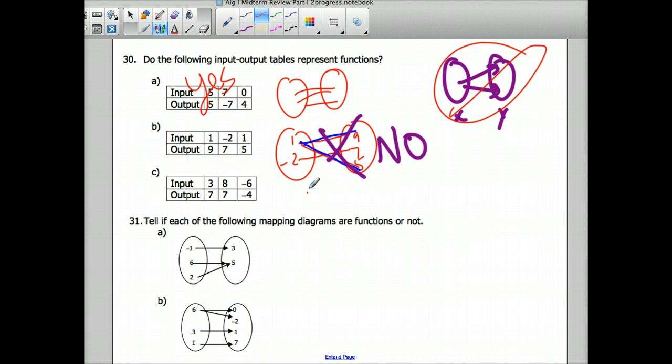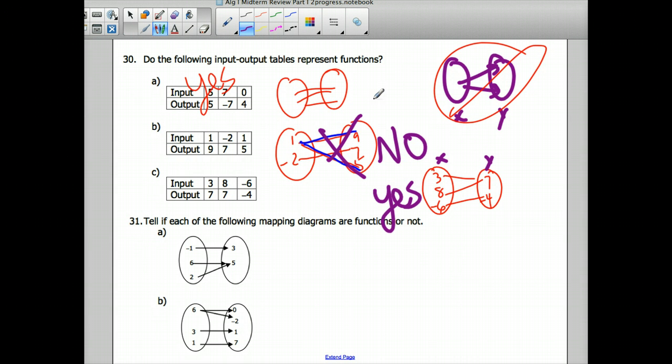We map it out, we get 3, 8, negative 6. Should really go in descending order, but I'm just trying to quickly convey the idea. So 3 goes to 7, 8 goes to 7, and negative 6 goes to 4. So that's fine, right? Because every one of our inputs goes to only one output. 3 only goes to one thing, 8 only goes to one thing, negative 6 goes to only one thing. So yes, that is a function.